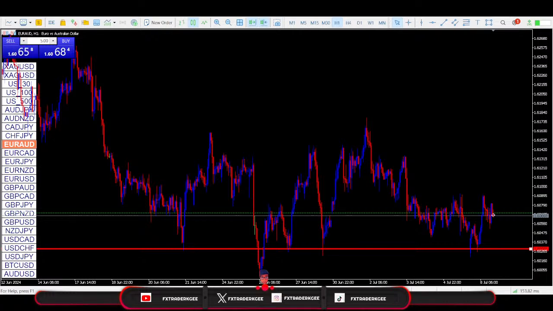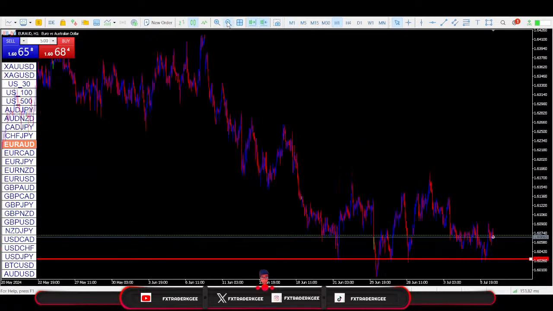So like I was saying about Euro AUD, there are so many things I always like to put in place before I initiate my trade, and I love it when all parameters are set. I always say this in my videos. I always love it when all parameters are set.